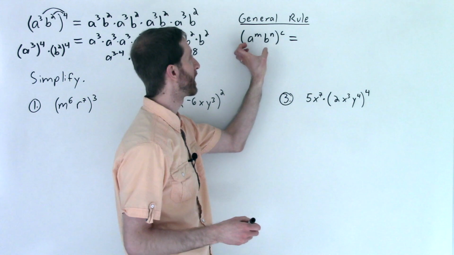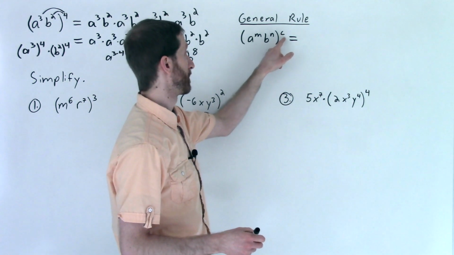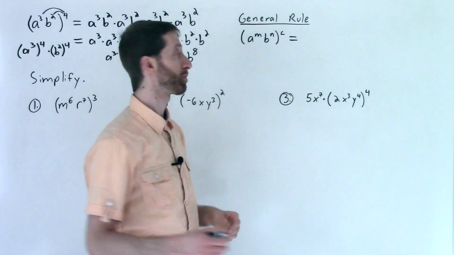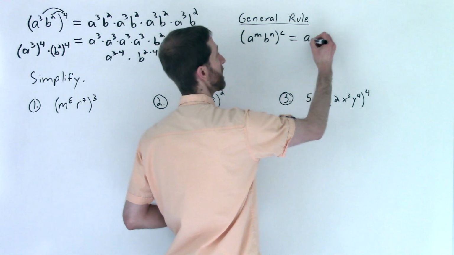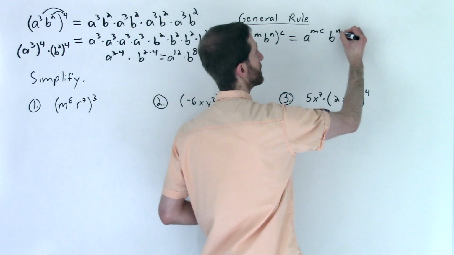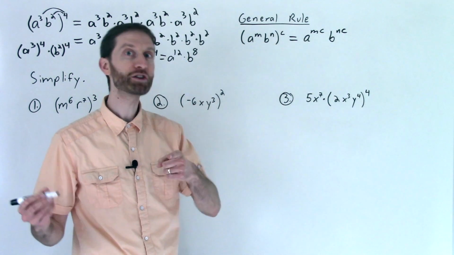When you have a product raised to a power, you take that exponent and we multiply it by all of the exponents within the product. So this becomes a to the mc times b to the nc. That's it. That's all there is to it. Now let's practice some problems.